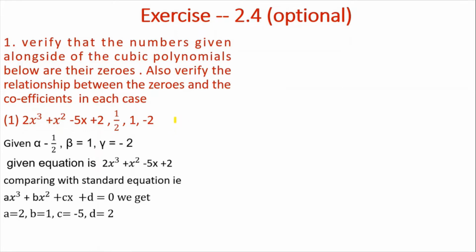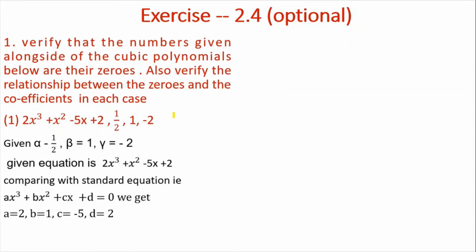Like in the same way, if 1 by 2, 1 and minus 2, which are the values given in the question, are said to be the zeros for the given cubic polynomial, it must satisfy the condition p of 1 by 2, p of 1 and p of minus 2 is equal to 0. Then we say that these three are zeros for the given cubic polynomial.